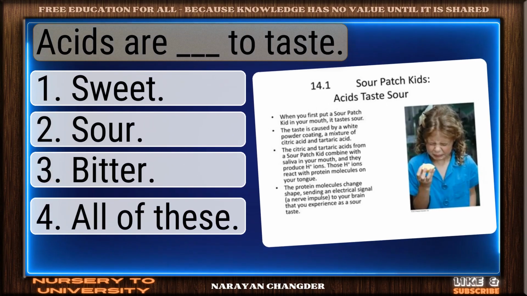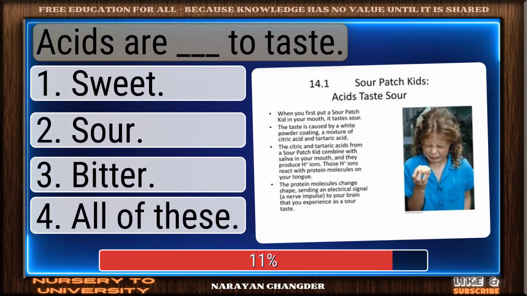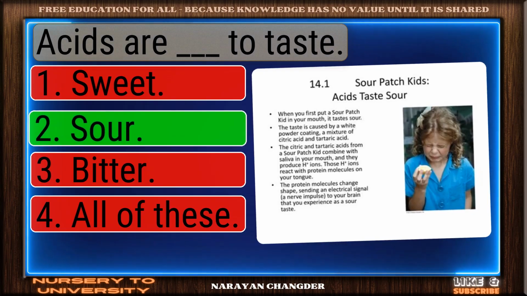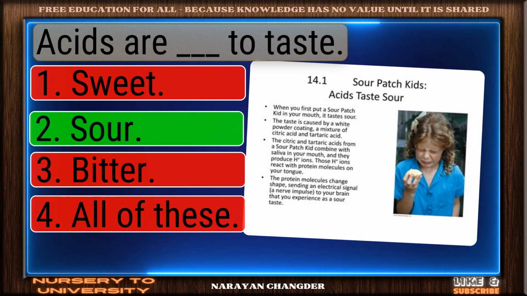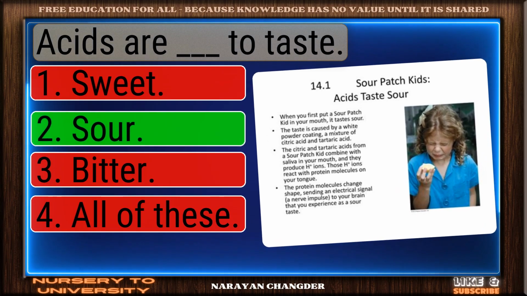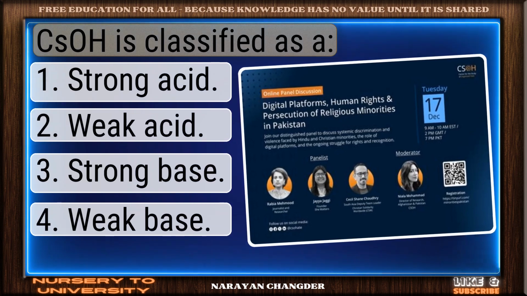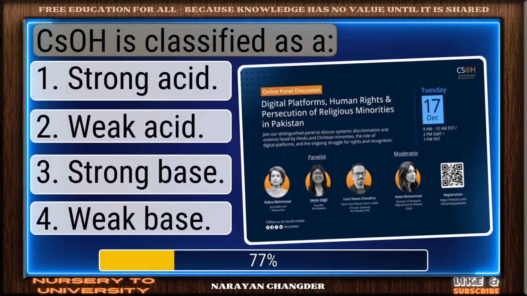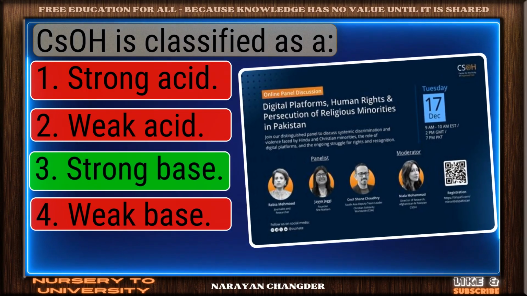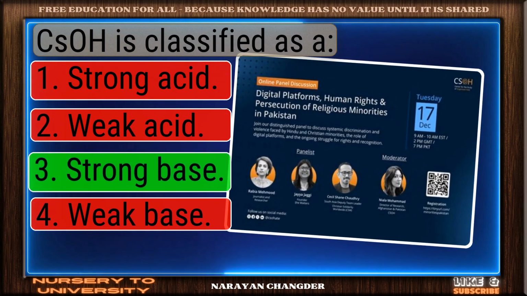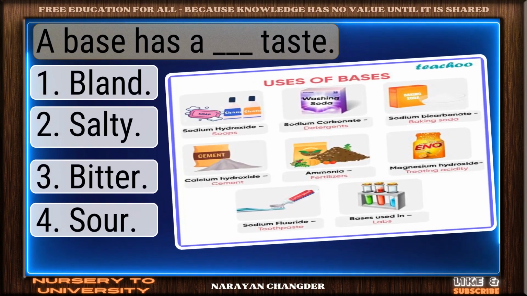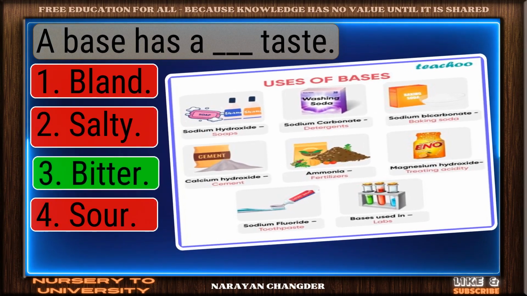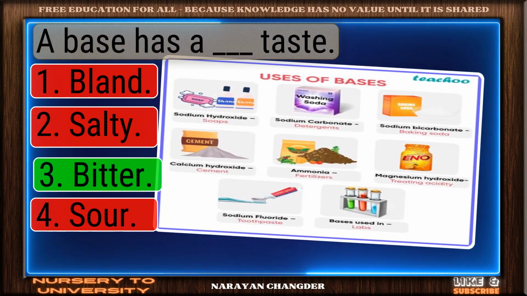Question number 220. Acids are dash to taste. Clear logic. Your choice, sour is sound and 100% true. Question number 221. NaOH is classified as a. You chose strong base, and it is correct. Question number 222. A base has a dash taste. Nicely done. Bitter is a solid answer.